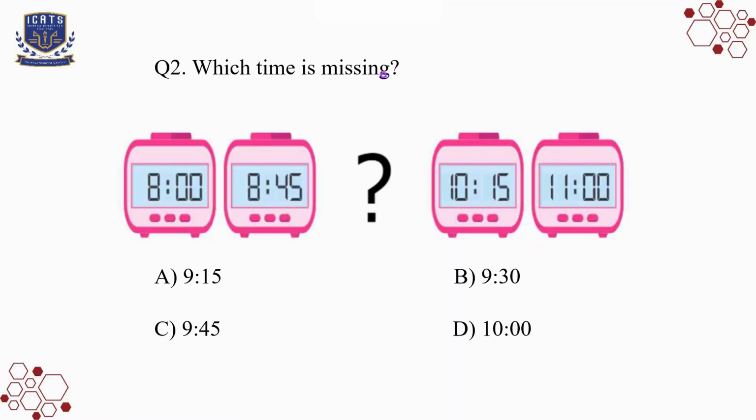Question number 2, which time is missing? Option A is 9:15, option B is 9:30, option C is 9:45, and option D is 10. So if we look at all these clocks, the times are 8, 8:45, 10:15, and 11 o'clock. So now let's see what is the jump between the numbers. From 8 to 8:45, there is a jump or gap of 45 minutes. And the same gap is between 10:15 to 11 o'clock. So now we can add 45 to 8:45. So the time will be 9:30. So we'll select option B here.